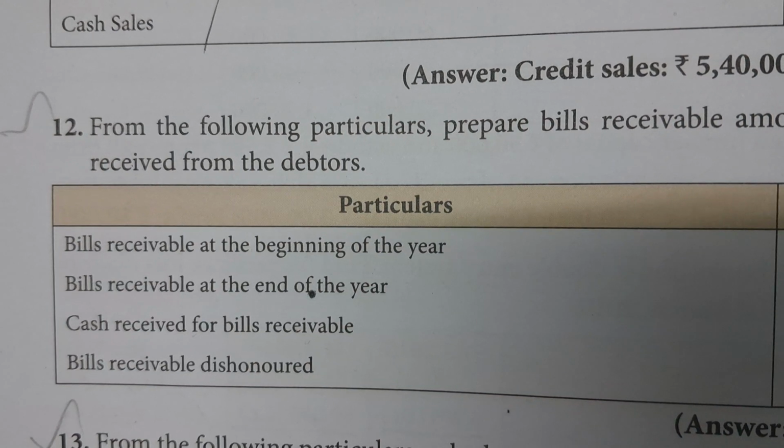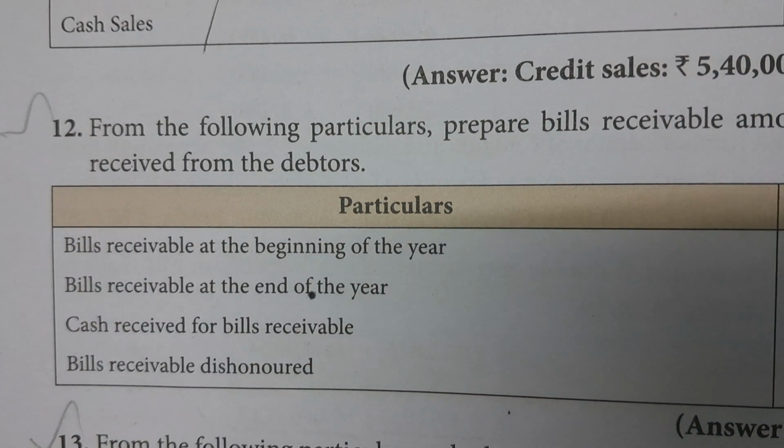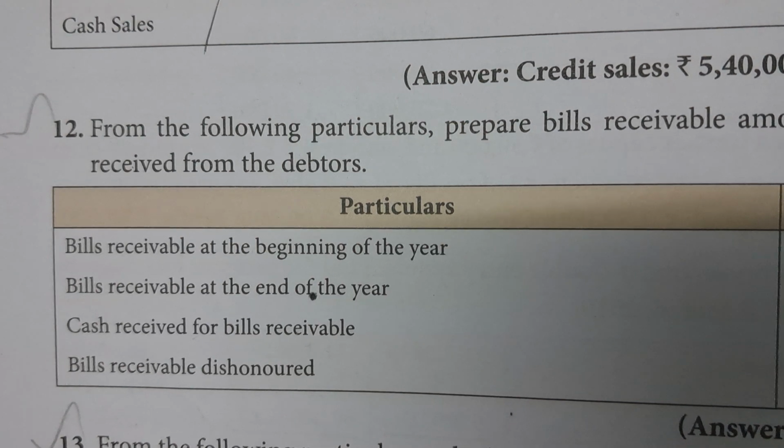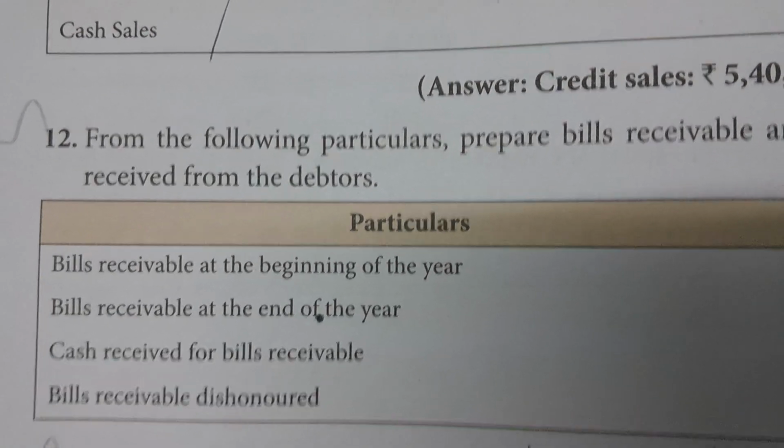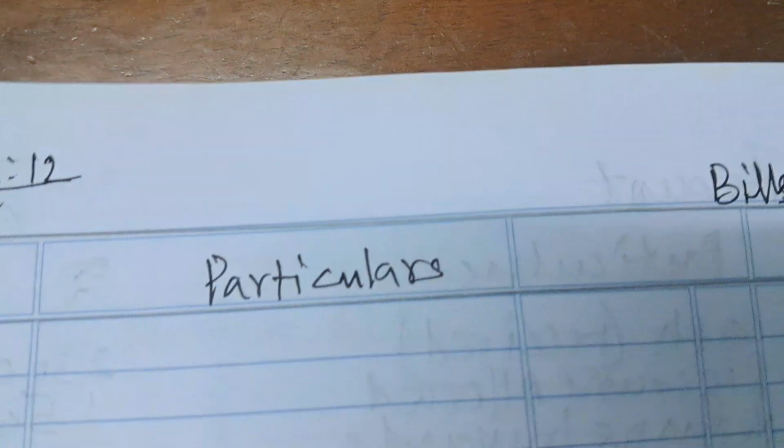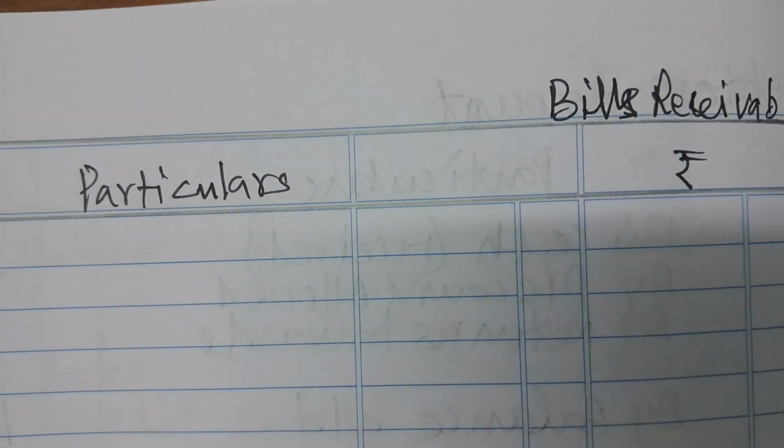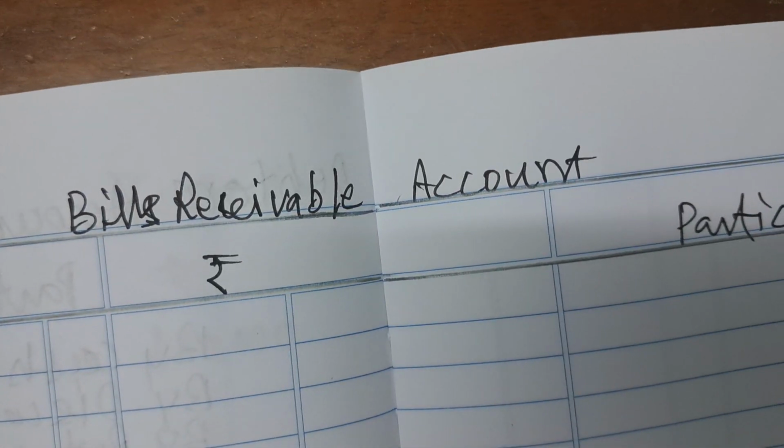Yes, read the problem. Bills receivable at the beginning of the year. Bills receivable at the end of the year. Cash received for bills receivable. Bills receivable dishonored. Okay. Now let us prepare the bills receivable account. The bills receivable account is prepared to find out the bills receivable received or drawn.